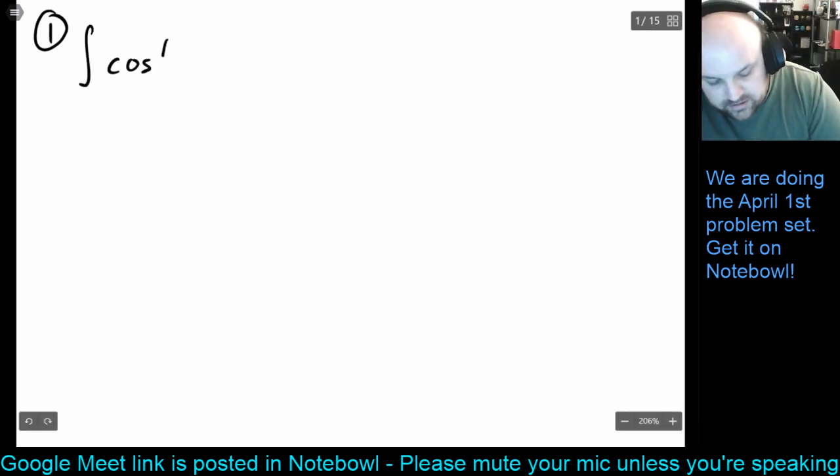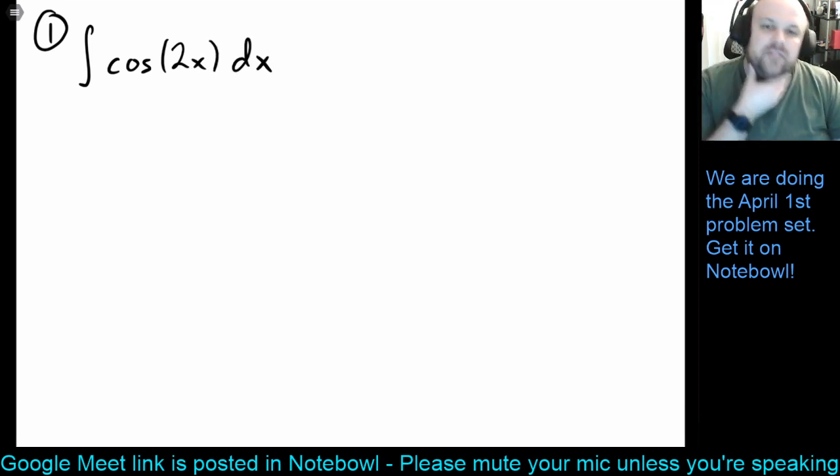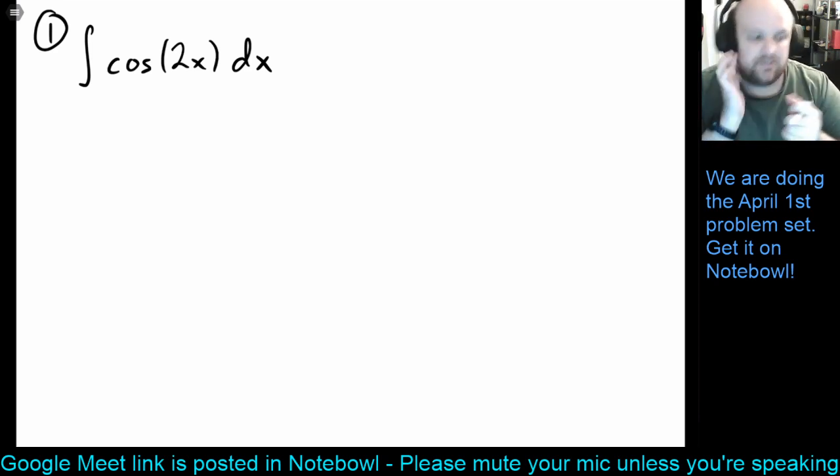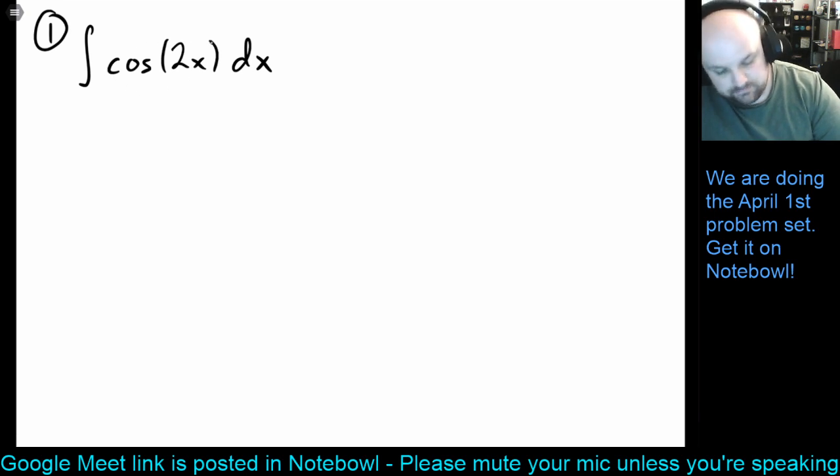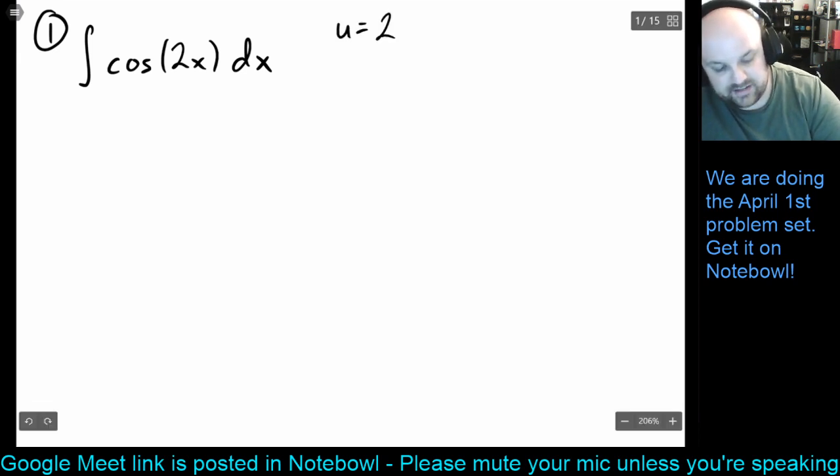So, the integral of cosine of 2x dx. Whenever we're doing u-substitution problems like this, what we're basically trying to do is imagine the thing we're trying to integrate has a piece that's a composition of two things. In this case, the only function here is a composition. We have cosine on the outside, 2x on the inside. And we're always going to make u equal to the inside of that.